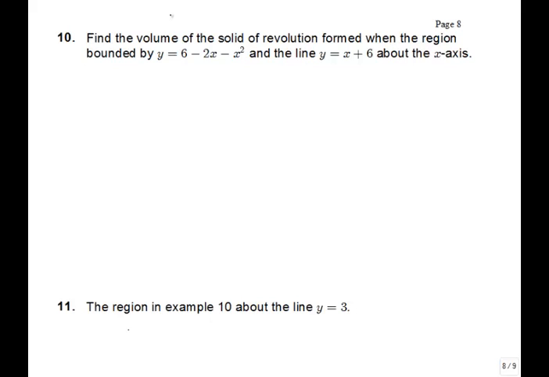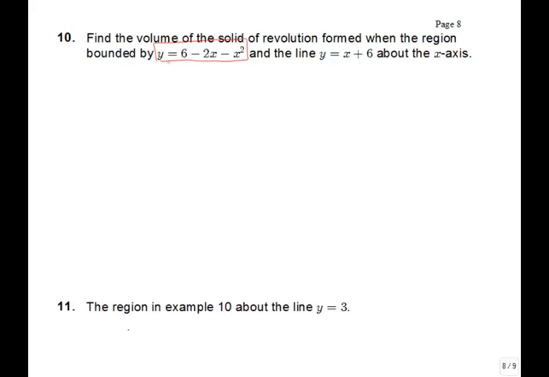In this next example, we want to find the volume of the solid of revolution formed when the region bounded by y equals 6 minus 2x minus x squared and the line y equals x plus 6 is rotated about the x-axis. So we want to draw this region first, and the original parabola here that we are dealing with, y equals 6 minus 2x minus x squared, may not be something that you know how to easily graph, so this would be a good candidate to use our graphing calculators on to graph the region first.